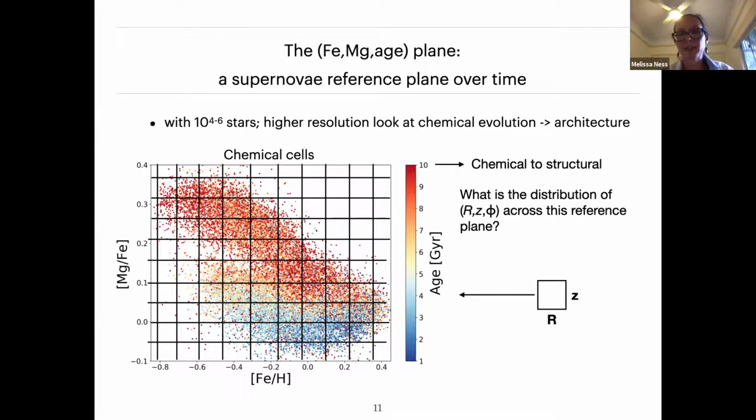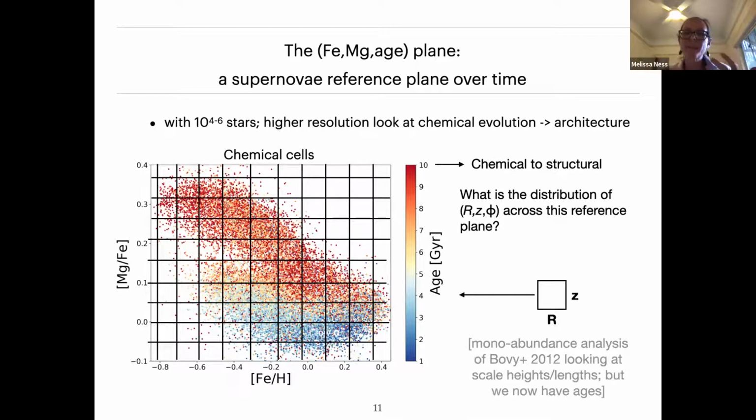And I'll show an example of looking at these chemical cells and exploring the radius and the height from the plane of stars across each of these cells. And this is related to the monoabundance analysis of Bovy, looking at scale heights and scale lengths, but we now have ages and are just making simple queries of the data between and within these chemical cells as to what the correlation structure is as a function of age.